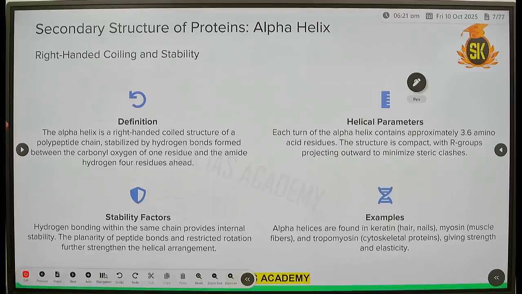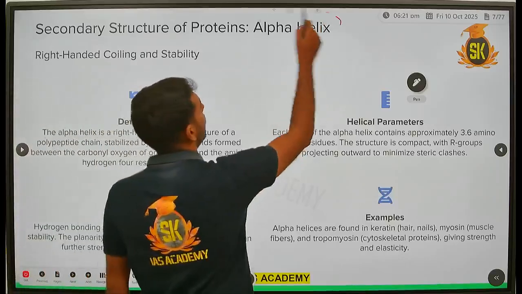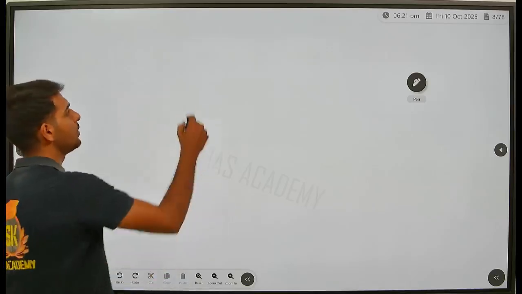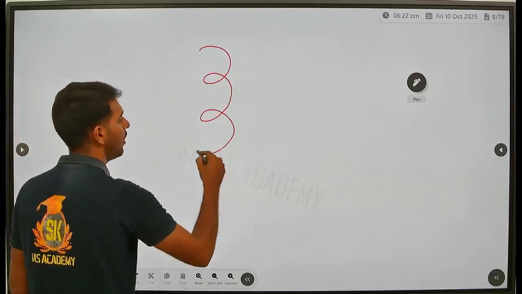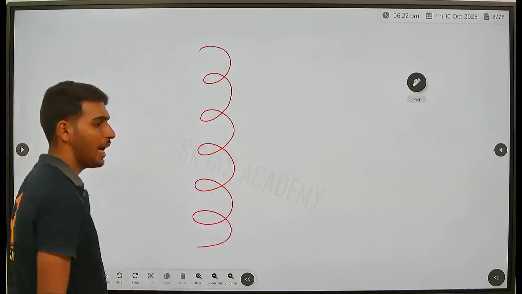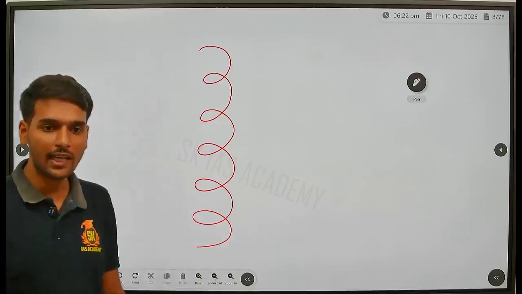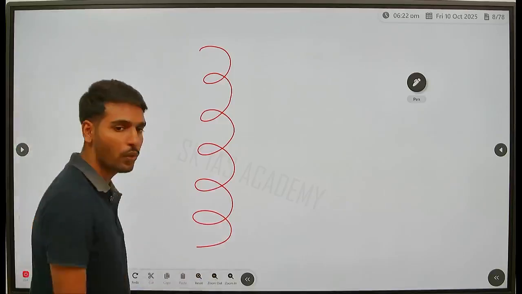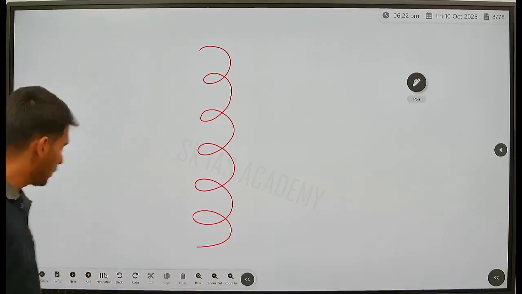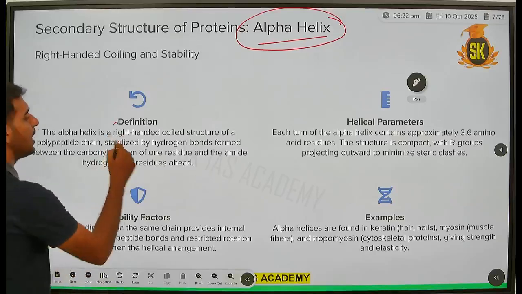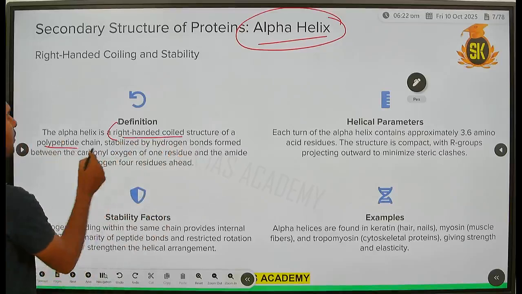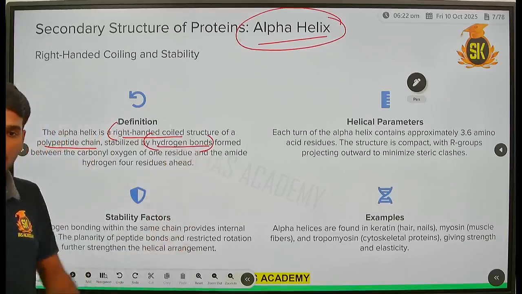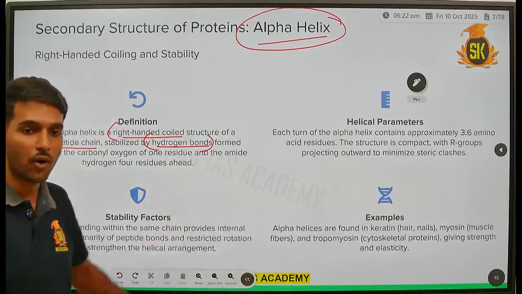Okay, so now first we'll be dealing with our alpha helix. So what is an alpha helix? The amino acids form a right-handed coiled structure. Okay, this particular structure of protein is considered to be the alpha helix. What happens here, sir? It is a right-handed coiled structure of a polypeptide chain which is stabilized by what? Which type of bonds? Hydrogen bond. The structure is due to hydrogen bonds.